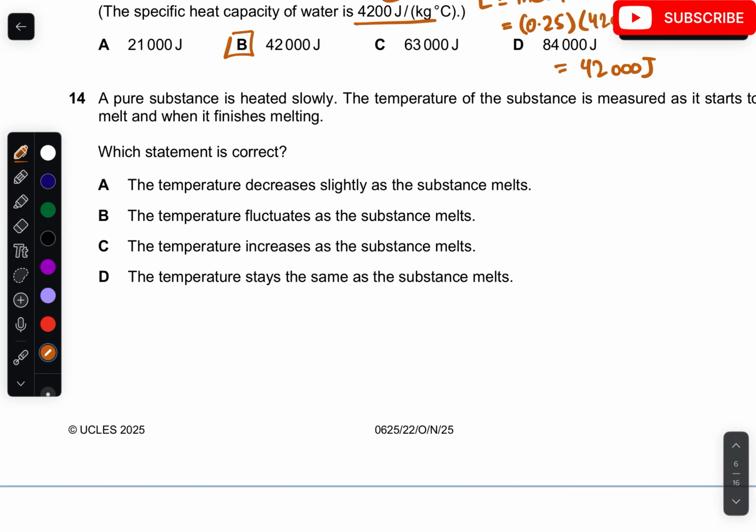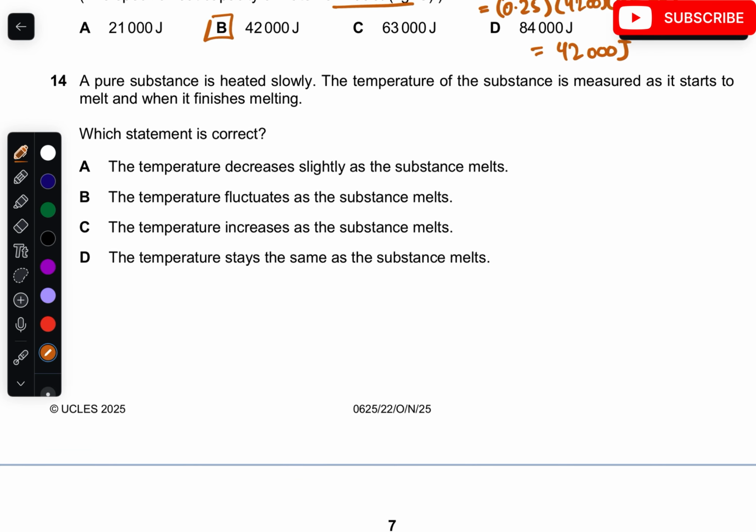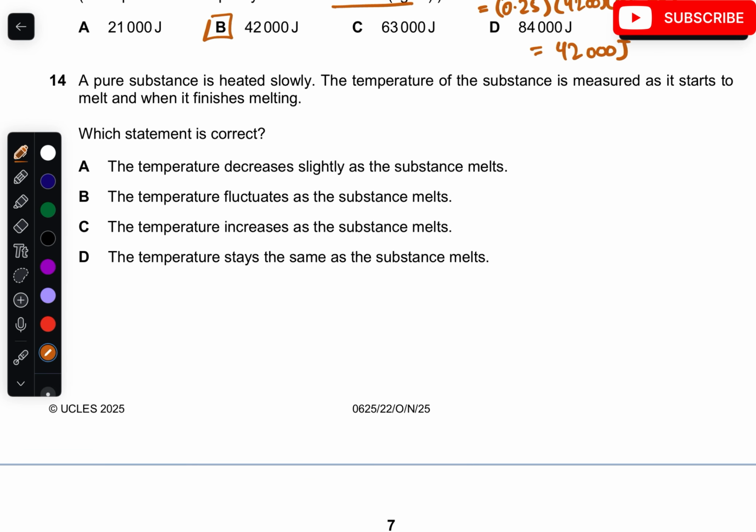In question 14, a pure substance is heated slowly. The temperature of the substance is measured as it starts to melt and when it has finished melting. Which statement is correct? Okay, so it's basically change in state. It's option D that is correct. Why? Because temperature will not change during the change of state. The energy provided will be used to break the bonds.